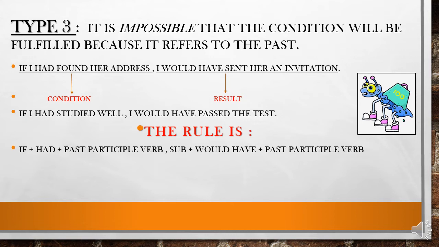So the rule is you have in this type to use had, and of course everybody knows that after had and also have and has, we have to use the past participle form of the verb, or what we call verb 3. So again, you have to use if plus had plus past participle verb. This is in the condition. In the result, you have to use the subject plus would have plus the past participle verb, because after have we need to write verb 3.